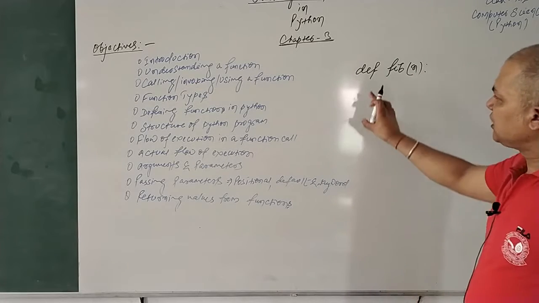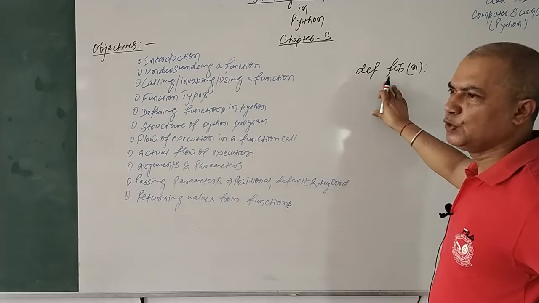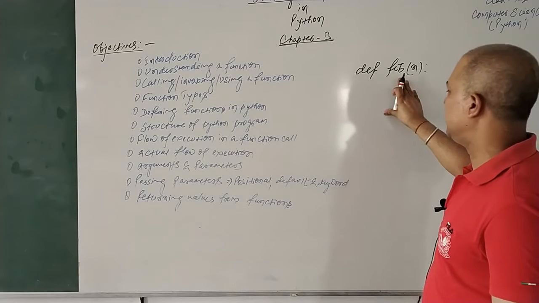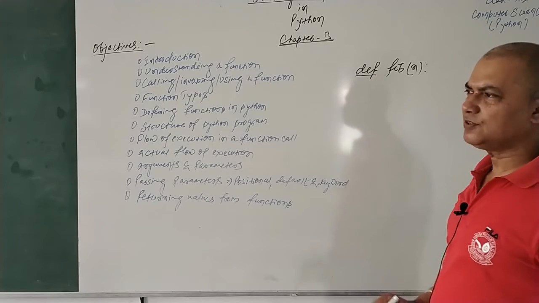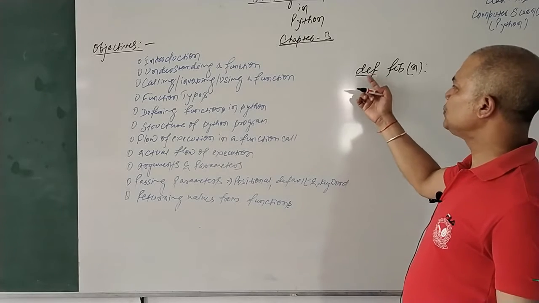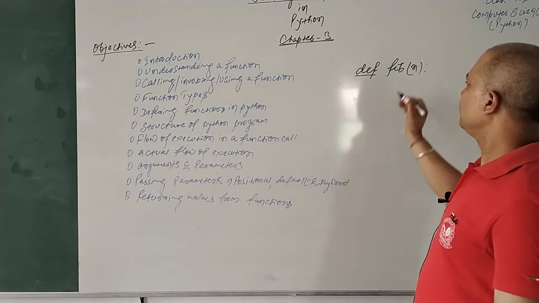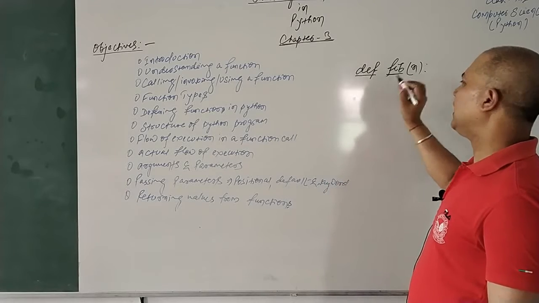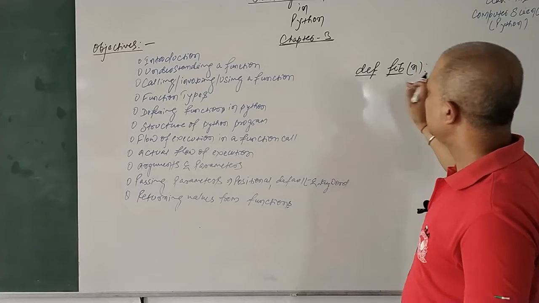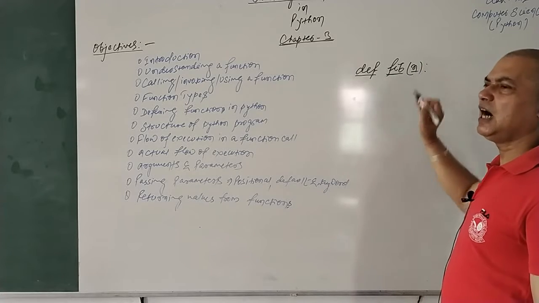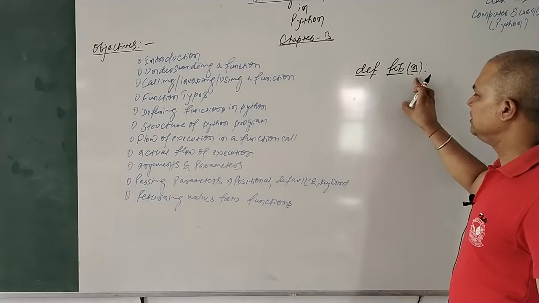Now every function header, that is the first line you write for a function, has the word def, a keyword of Python which is always used to start a function, followed by the function name, which is an identifier, fib, for Fibonacci, since I want to generate the Fibonacci series, and n is a variable which is an argument or parameter here.